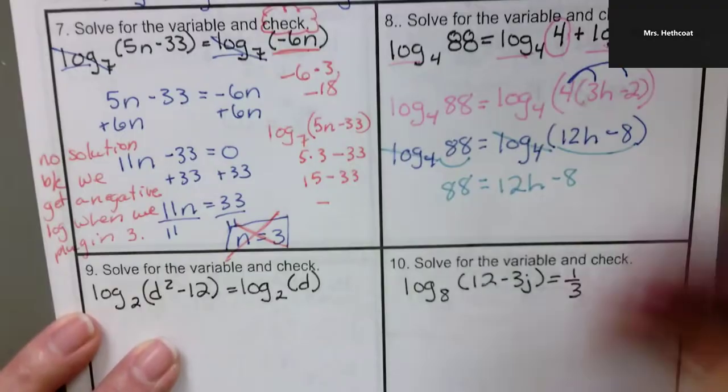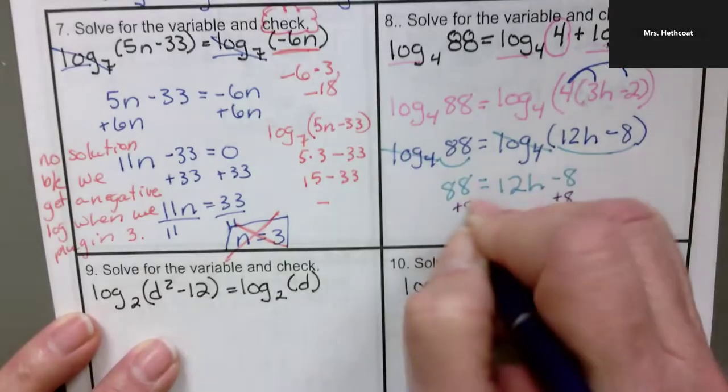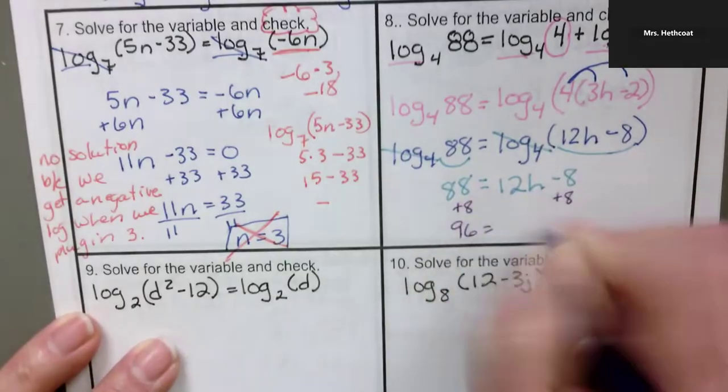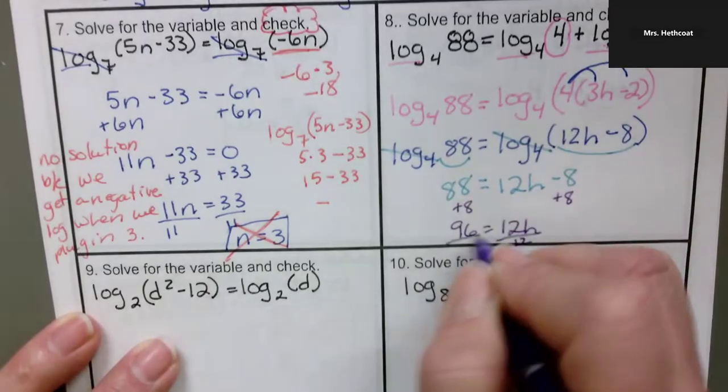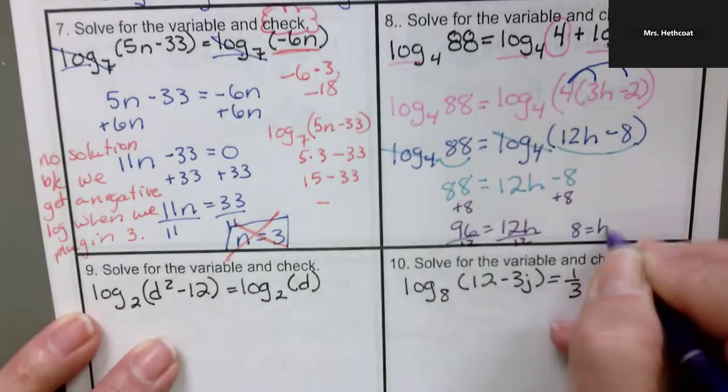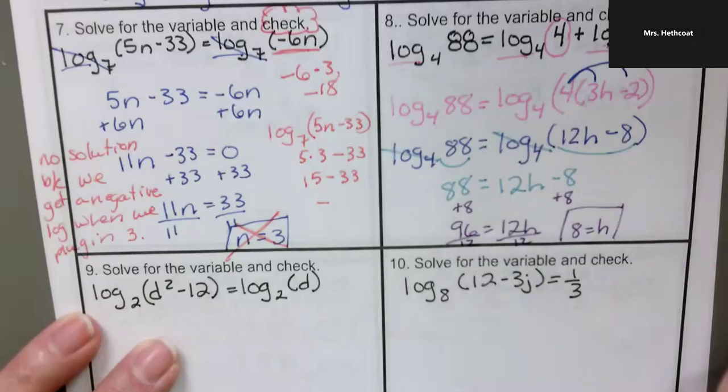We can add 8 to both sides. We get 96 equals 12h. Divide by 12, divide by 12, 8 equals h. Hopefully that is our answer. We need to check.